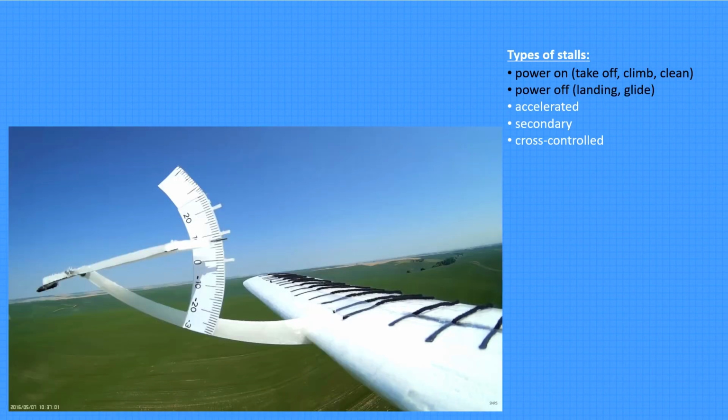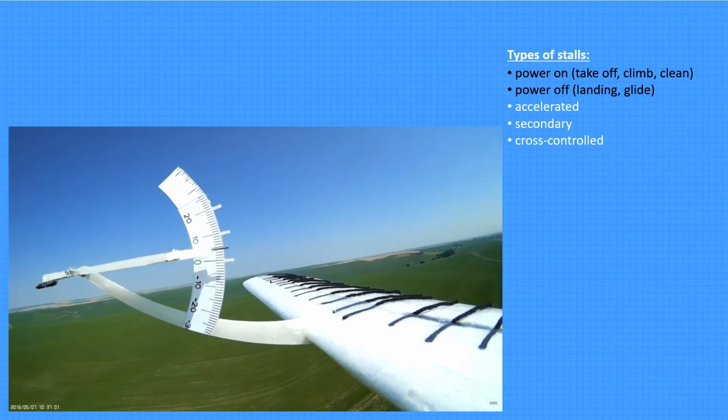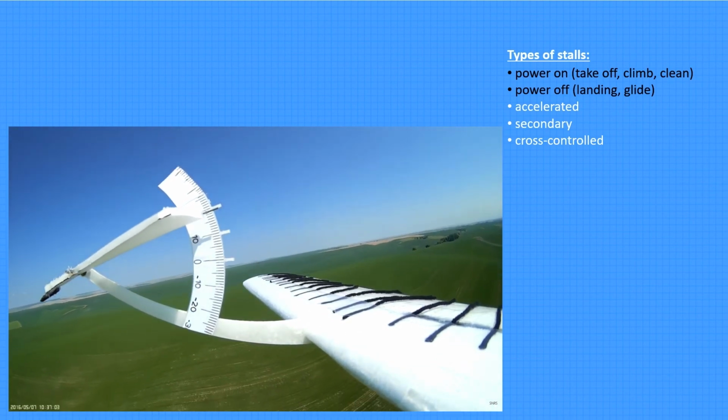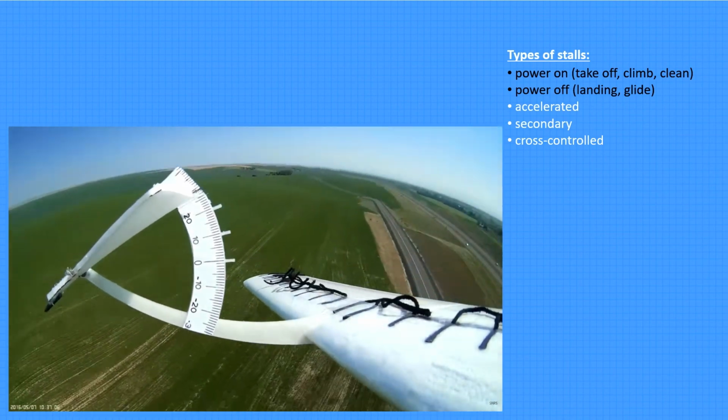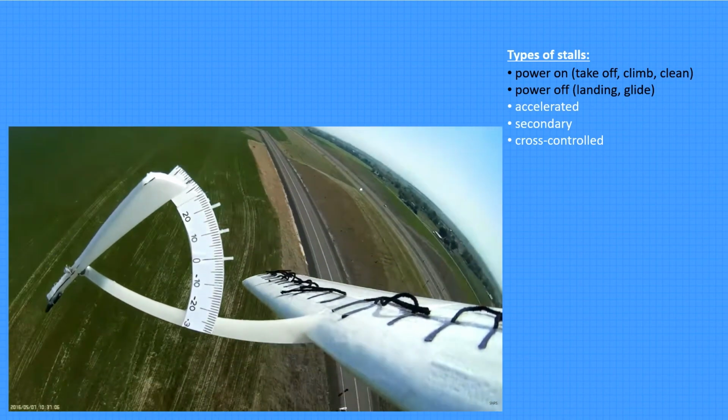A power-off stall happens when power is close to idle and the nose attitude is too high for the airspeed. Watch the telltale streamers to see the moment when laminar airflow separates from the wing into turbulent eddies.